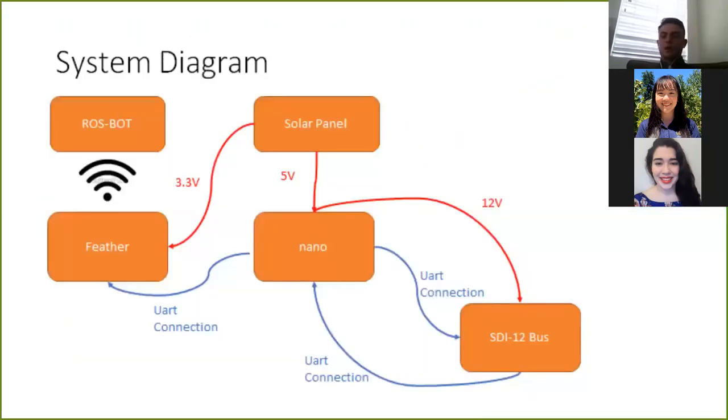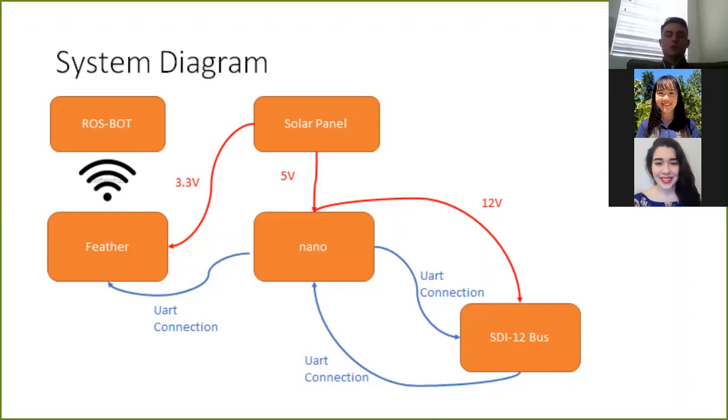Here we're going to get into our system diagram for the actual soil monitoring system. We have a go-between microcontroller between the Feather, the microcontroller I showed previously, and the SDI12 bus, which is the sensor. It has a UART connection between all of these. The UART connection is a byte transfer of data information over a wire. So the Nano gets the information from the SDI12 bus, which includes the soil moisture information. The Nano then transmits it directly to the Feather, and the Feather transmits it to the Raspberry Pi through a Bluetooth connection.